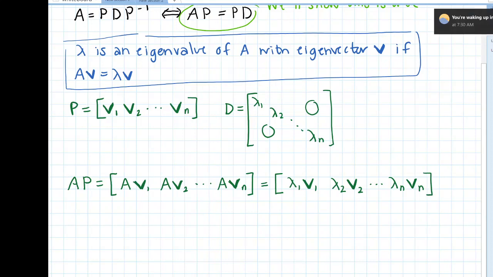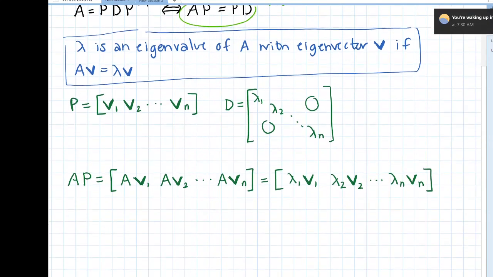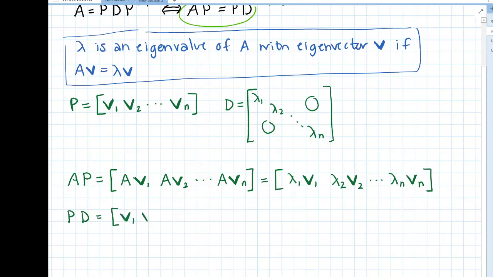So let's compare that now. Again, we're trying to compare AP to PD. So this is what AP is equal to. Let's now look at what PD is. PD is you're multiplying this matrix with all of the columns being your eigenvectors, and you're taking that and multiplying it with this diagonal matrix where the diagonal entries are the eigenvalues.